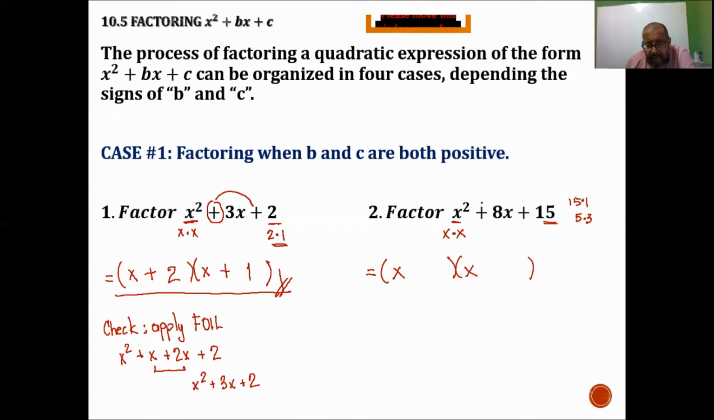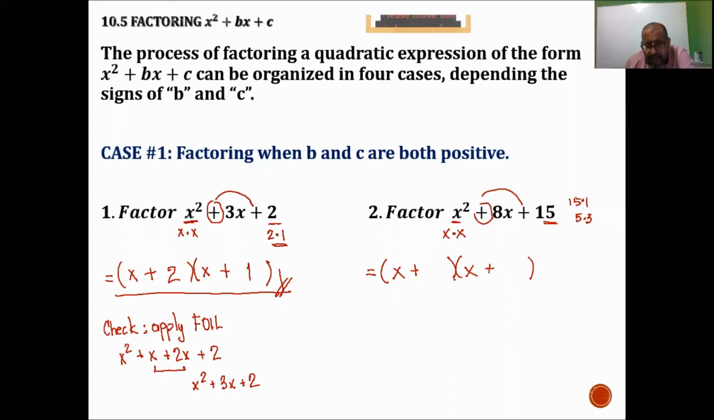We bring down the first sign. Remember, the first sign comes in the first parentheses. And then the product of the two signs, positive and positive, goes in the second parentheses. Okay? As we have this, then we are ready to start looking for the combination.